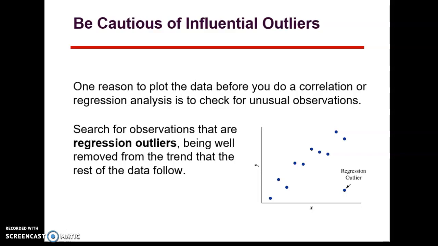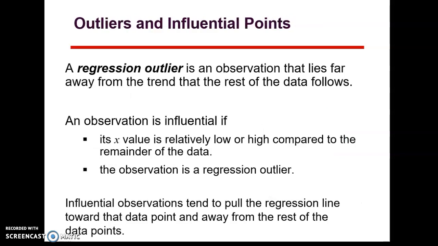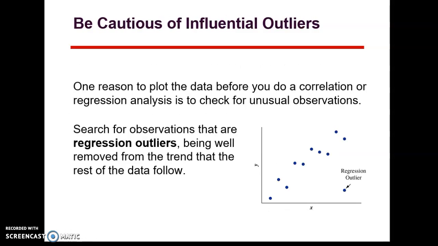So we also have what are called regression outliers, which may affect it. If you look, they have an arrow pointing to one, and that will affect a correlation quite a bit. A regression outlier is far away from the trend that we're looking at. It's influential if the x value is relatively low or high compared to the rest of the data. Influential observations tend to pull the regression line toward that data point and away from the rest of the data. So if we simply went by numbers, instead of a line at a 45-degree angle, it would be leaning further down toward the regression outlier, and that would really throw off our calculations for our estimates for the y values along that line.